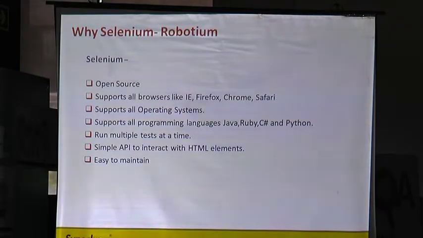Also, if you want to write a script using Selenium, you have options like Java, Ruby, C#, Python. It does support running multiple tests at a time, so you can create a test suite and execute in one go. It has a very simple API to interact with the HTML client, and it's very easy to maintain. So these are some key points for Selenium. That's the reason I have chosen Selenium for web automation.